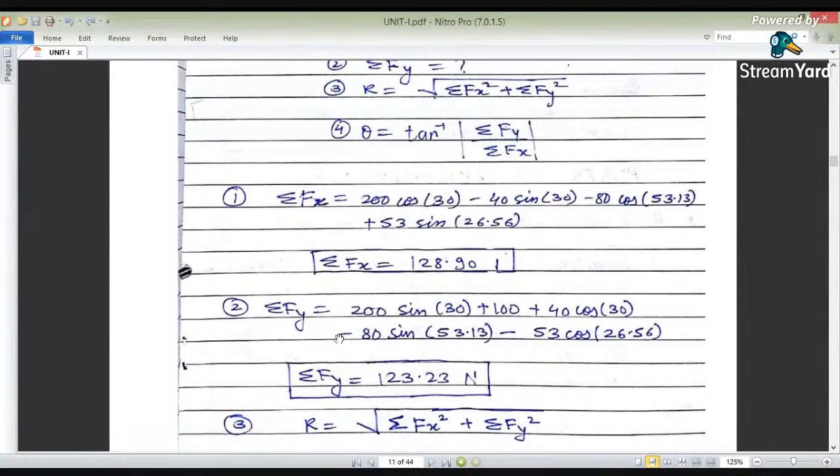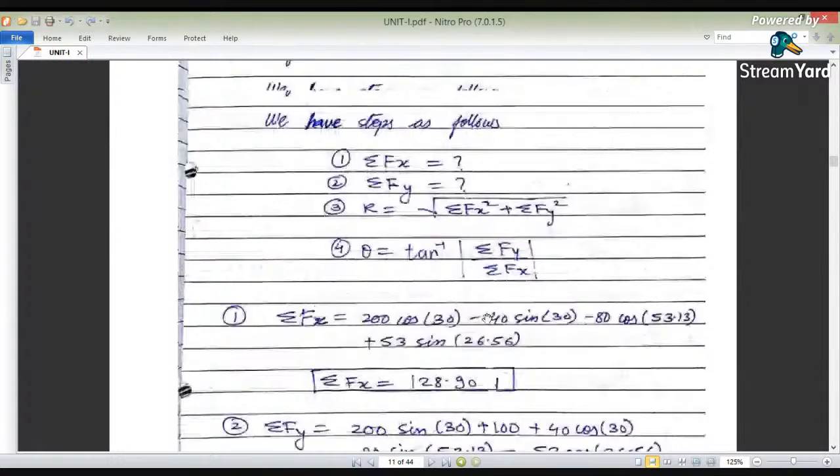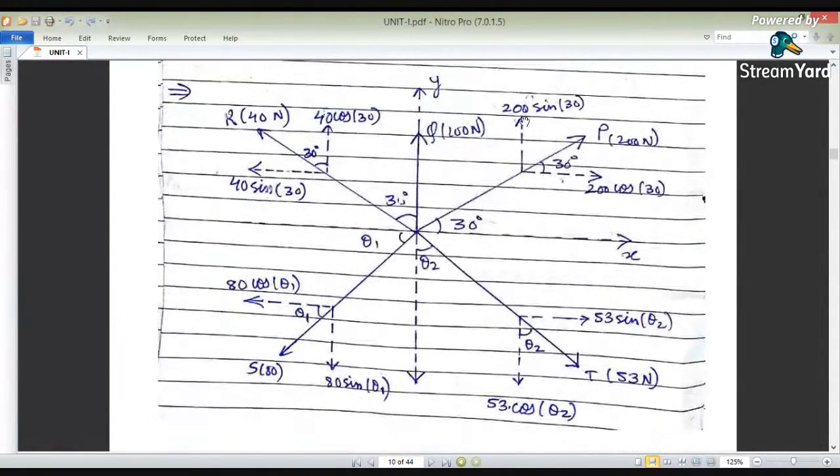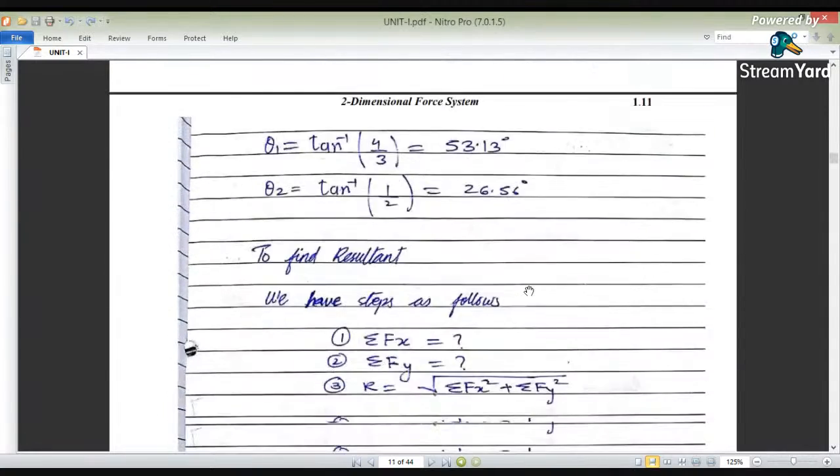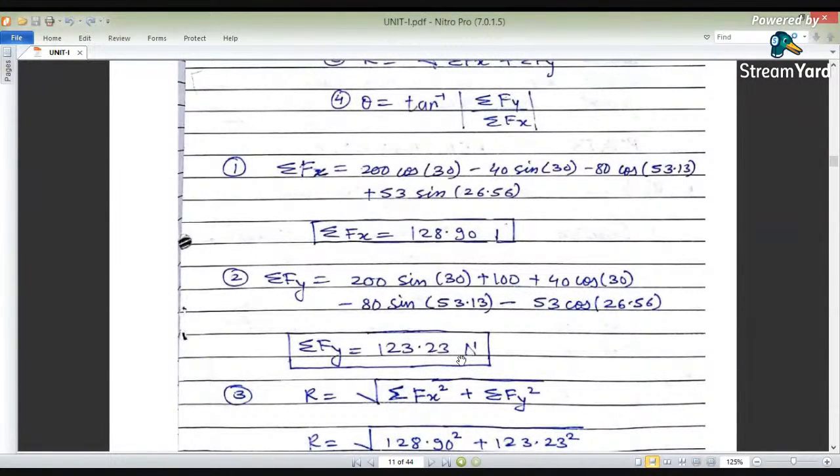Same way, all vertical components we will calculate. 200 sin 30 is a vertical component for this figure, in the upward direction, therefore taken as positive. Whereas 53 cos theta 2 is in the downward direction, minus sign. Also minus 80 sin theta 1 in the downward direction, whereas this 40 cos 30 will be in the upward direction. That means these two forces, 40 and 200, are in positive directions, whereas this 80 and this 53 are in the downward direction, therefore minus sign. Okay, so in this way we have calculated Fy as 123.23 newtons.